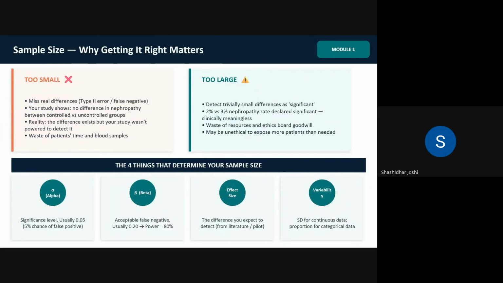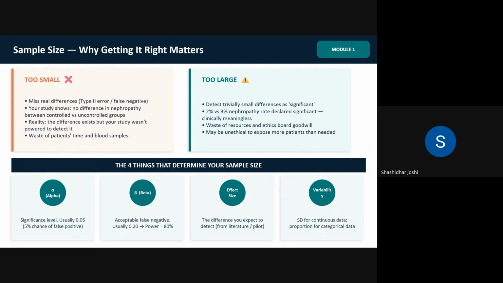So what happens if it is too large? Too large will detect a trivially small difference as significant. You are expecting the difference between two groups to be really significant. If your sample shows a small difference as significant, then it's a problem. It is not a scientific way of establishing significance. Again, too many subjects means waste of resources and ethics board goodwill, which you will suffer. And it may be unethical to expose more patients than needed, which we have already seen. So the truth is somewhere in between.